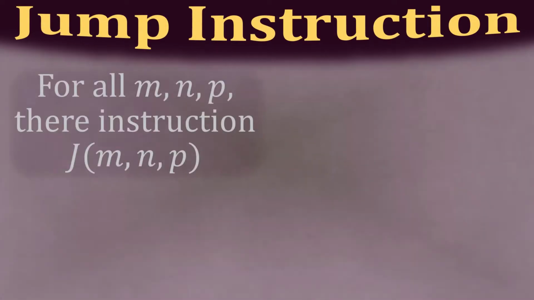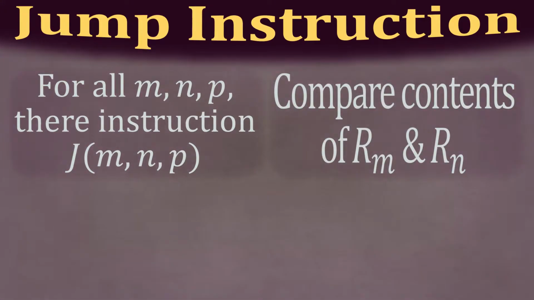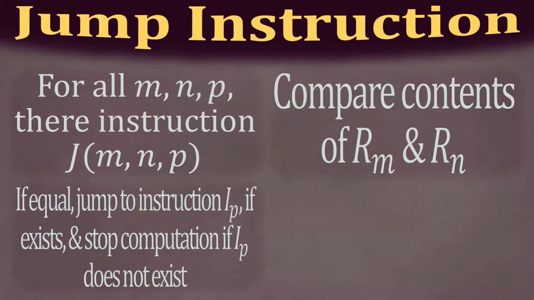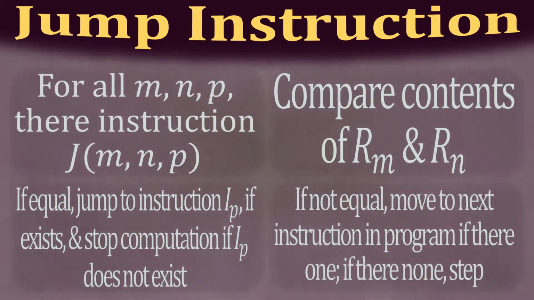Fourthly, there are jump instructions. For all m, n, and p, there is an instruction J of m, n, p, which compares the content of Rm and Rn, and if they are equal, it jumps to the instruction Ip, if it exists, and stops the computation if Ip does not exist. If they are not equal, we move to the next instruction in the program if there is one, and if there is none, it stops.